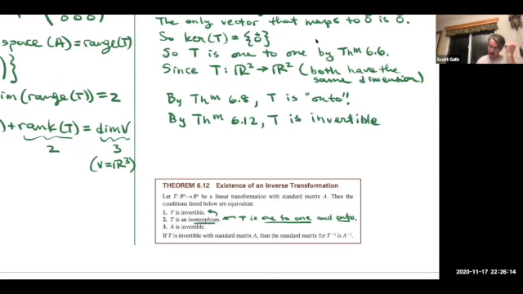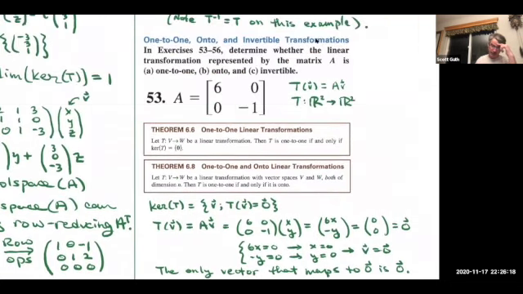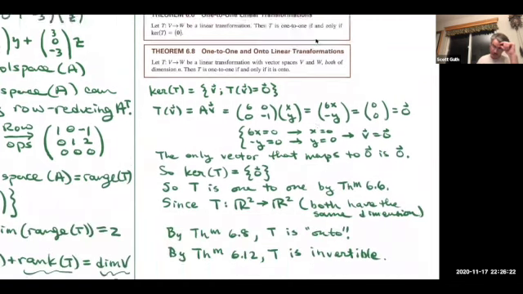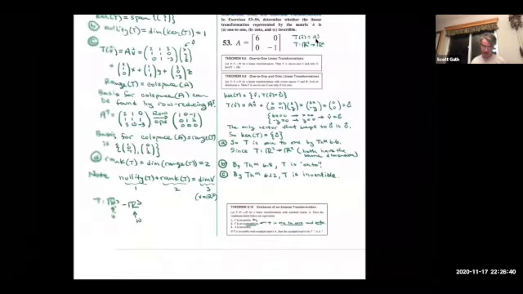Okay, so the questions were to determine if the transformation is 1-to-1. That was covered here. Onto was covered here. And invertible is covered here. So that's done. And I think that's the review.